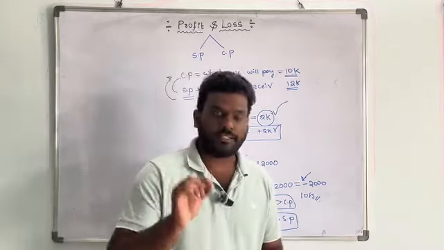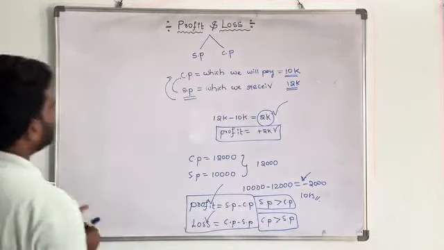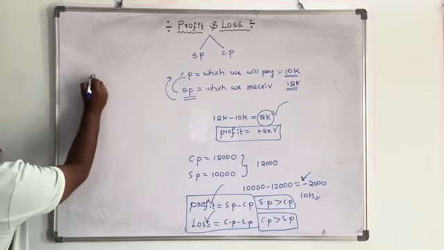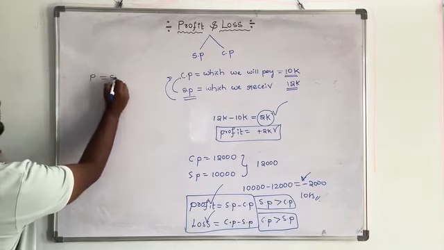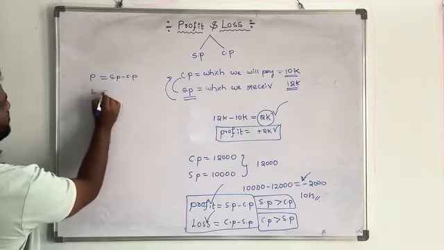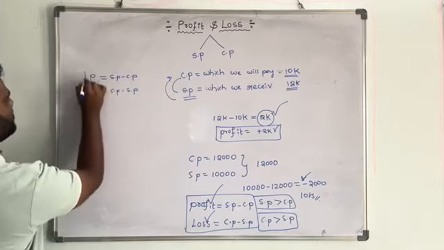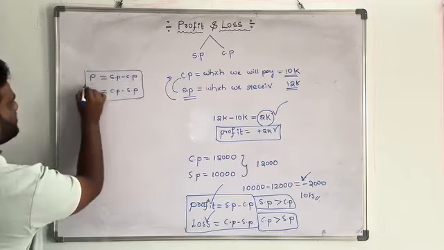Okay, to conclude, just note down the formulas here. Profit equals selling price minus cost price, and loss equals cost price minus selling price. So please note down these two formulas here for this concept.